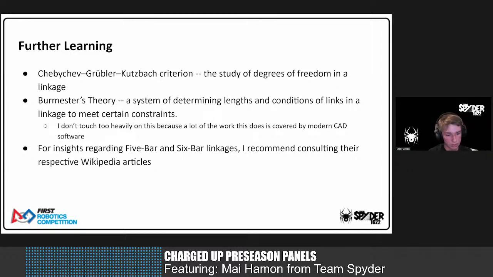There is Burmester's theory, which is a method to find the lengths, orientations, and conditions of links in a linkage to meet defined constraints. Since CAD software does a lot of the calculations for you, I didn't emphasize this too much in the presentation, because although there are methods to calculate link lengths and link positions to meet certain criteria, all CAD software that's worth its salt does this for you.